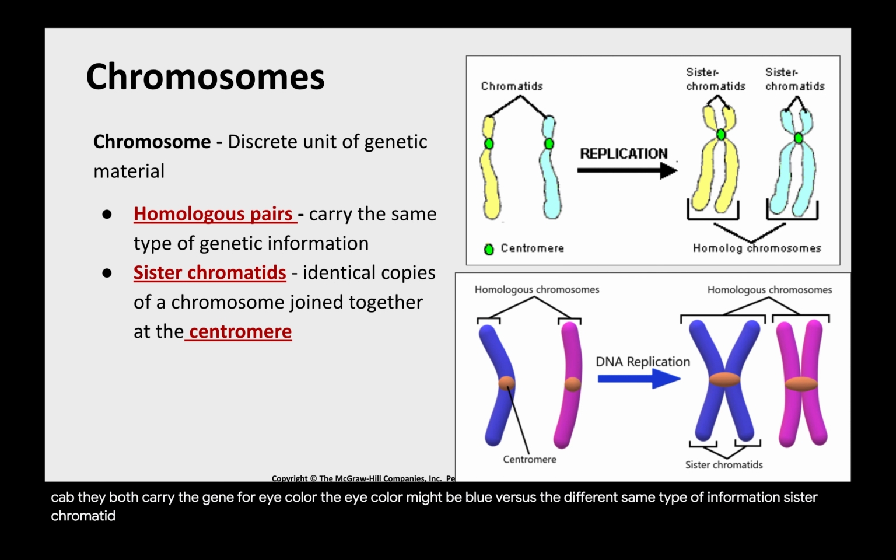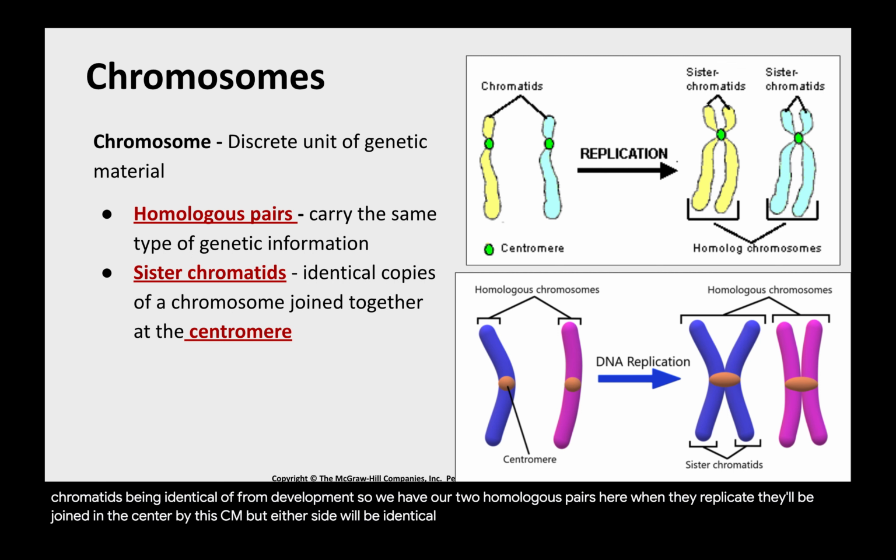Sister chromatids are identical copies of the chromosome. So if we have our two homologous pairs here, when they replicate, they'll be joined in the center by this centromere here, but either side will be identical. So we would call them sister chromatids.